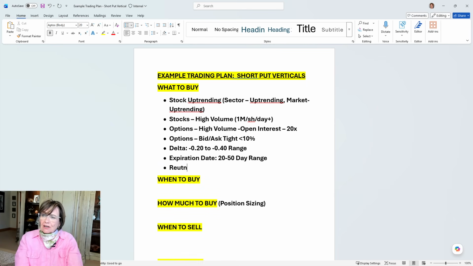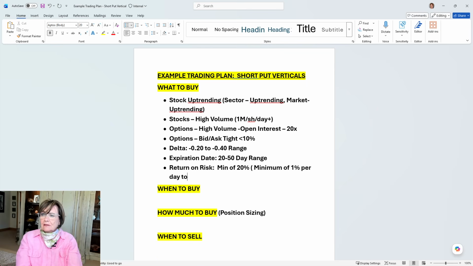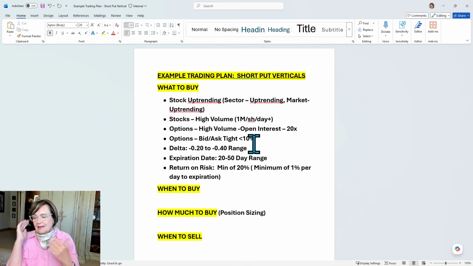And you might also have a target for return on risk. You might say, hey, if I'm risking some money here, I want a minimum return of, say, 20%. And others might say, well, I want a minimum of 20%, and then if I'm going to be in this trade for 40 days, I want at least a 40% return. So you might say, I want a minimum of 1% per day to expiration, as a way of trying to create an apples to apples comparison if you wanted to compare a 20-day to expiration and a 40-day.